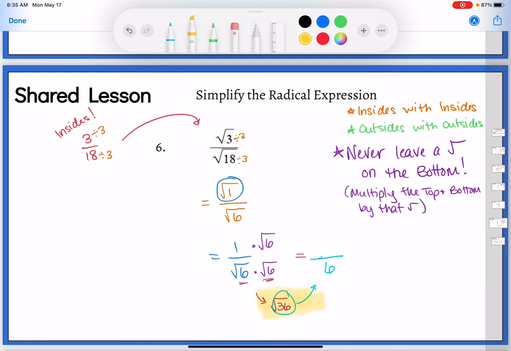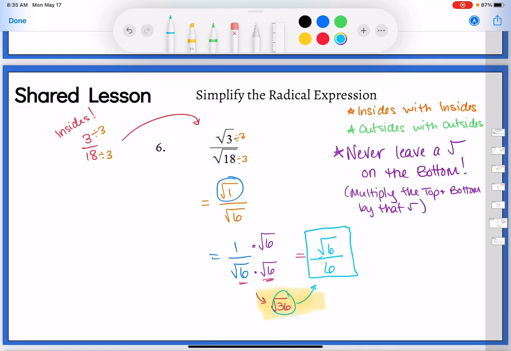If that is something that you have a hard time with and you just like to think inside times inside and then simplify, perfectly fine and show that square root of 36 step, right? Whatever works for you is fine. Okay, on the top, 1 times radical 6 is just radical 6. So this is what we'd want our answer to look like.